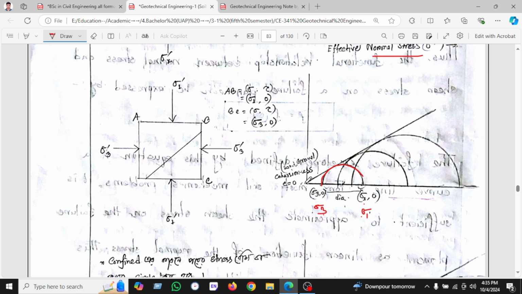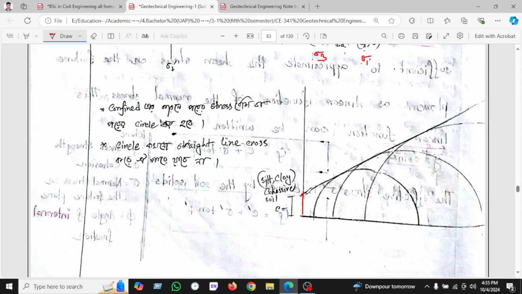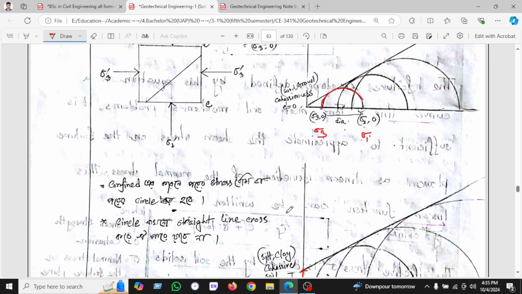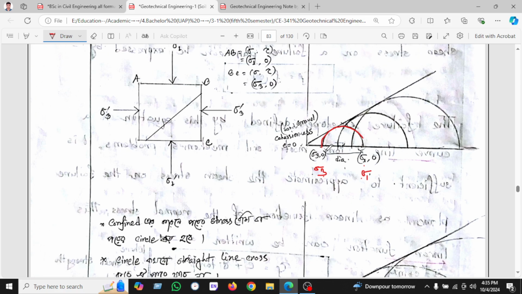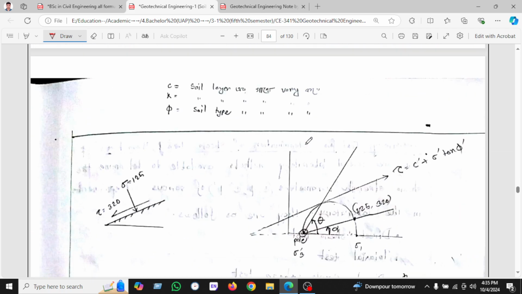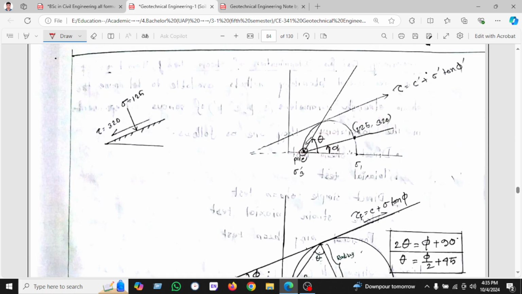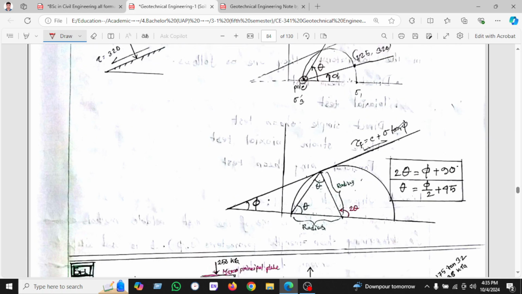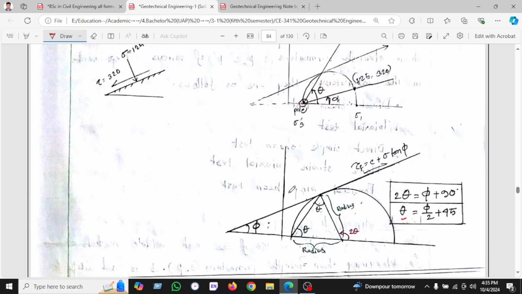And this point will be C. For silt and clay, cohesive soil, there will be a value of C. For sand and gravel, which are cohesionless, there will be no value of C. Okay, so we can see here tau equal to c plus sigma prime tan phi. There is another formula: 2 theta equals phi plus 90 degrees, or theta equals phi by 2 plus 45 degrees. In this way we find theta.